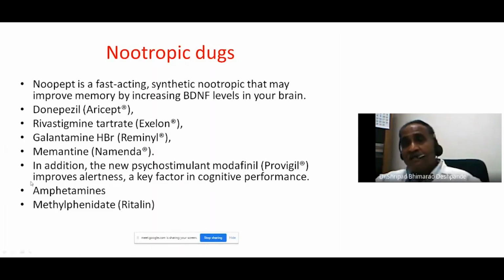Once upon a time, amphetamines were prescribed. The problem with amphetamines is they will keep you active. At the same time, the memory regained cannot be recalled or retrieved. So that is the problem. It will become sequestrated. So now we have methylphenidate. These are some of the nootropic drugs. I'm not going into the detail. I have just listed them for your interest.